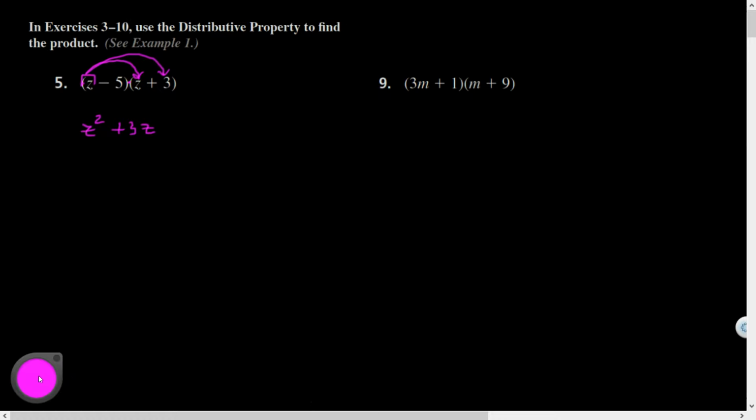Easy like Sunday morning. And now I've got to distribute this -5, right? So that's -5z. And now we should go through and combine like terms if we've got any, right? Does z squared have any to combine?